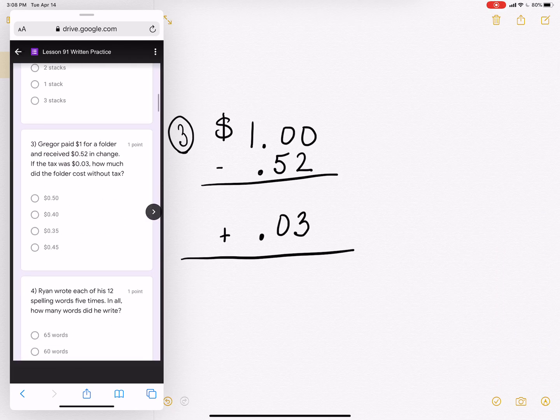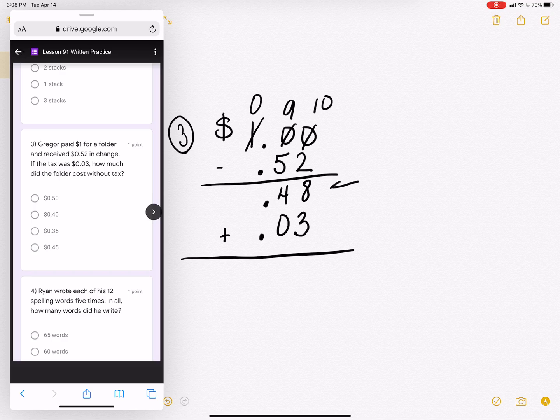Number 3, Gregor paid $1 for a folder and received 52 cents and change. If the tax was 3 cents, how much did the folder cost without tax? So first let's subtract the $1, make this a 0. This 0 becomes a 9. This 0 is a 10. So 10 minus 2 is 8. 9 minus 5 is 4 with a decimal point.